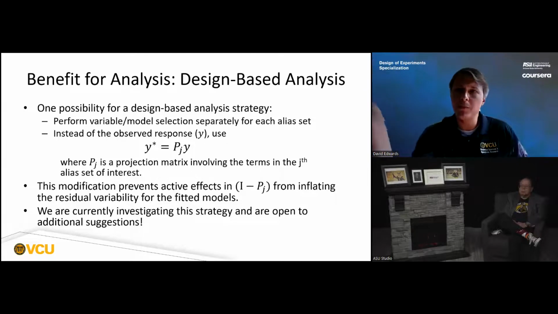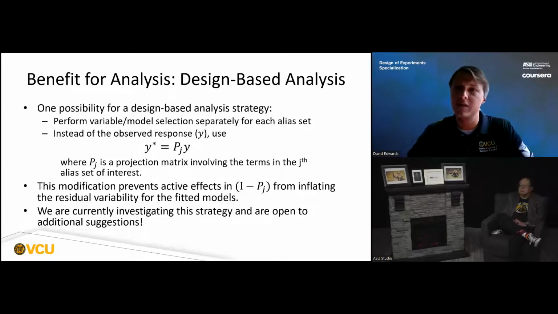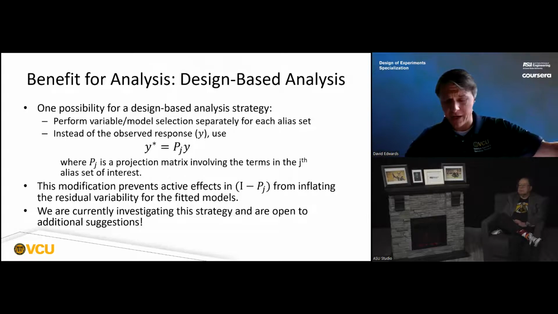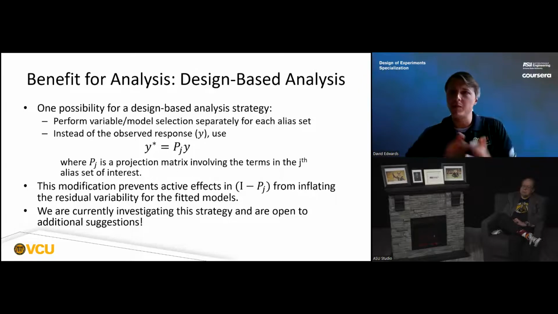And so if you take and multiply the projection matrix involving the terms in the jth alias set times the response, you get what I'm calling an altered response, and use that to analyze each alias set. So you perform the same analysis strategy on each alias set, and then you ultimately combine your results to say, this is the model that I'd recommend. I think this is very much a skeleton strategy at this point. A lot of things to investigate here, and I'm always open to additional suggestions.